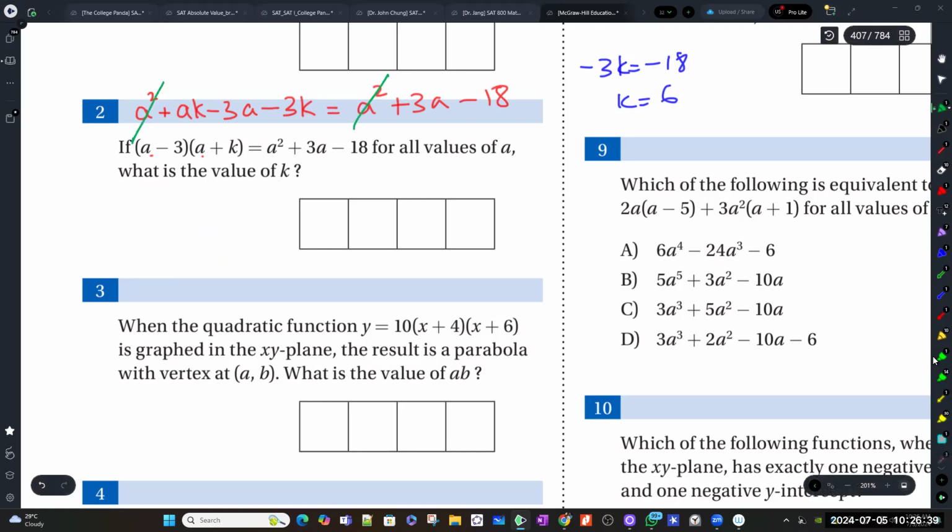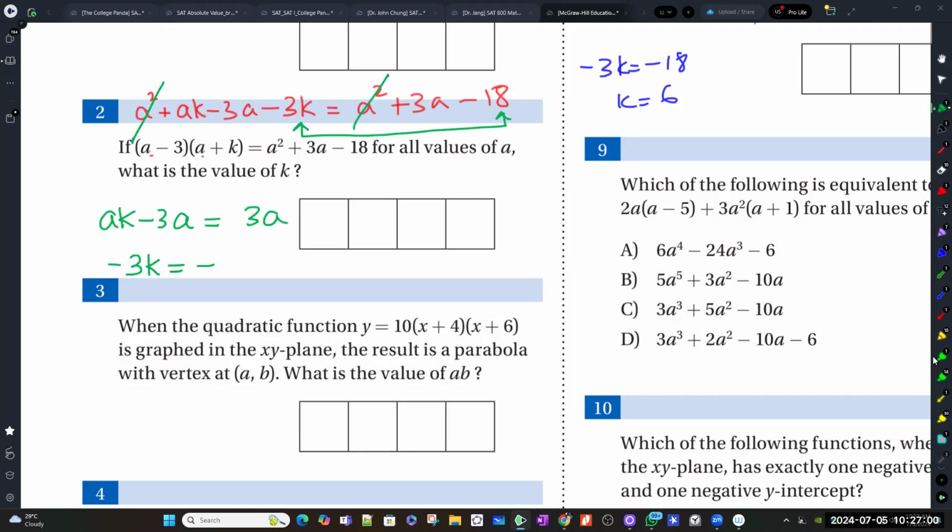You could say a square cancels. You could say, okay, the ak minus 3a compares with 3a. This is called comparison method, where you are comparing coefficients. The minus 3k is compared to negative 18. Why? Because both of them don't have an a with them. Why did I compare ak minus 3a with 3a? Because each one of them has an a. So this is called comparing coefficients.